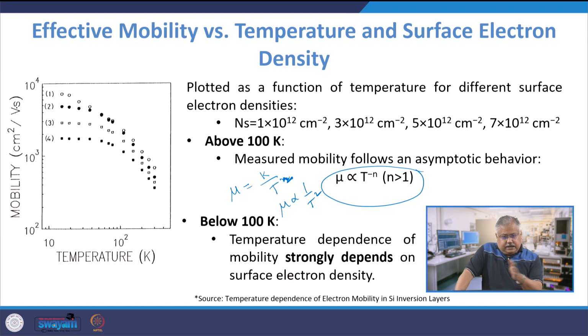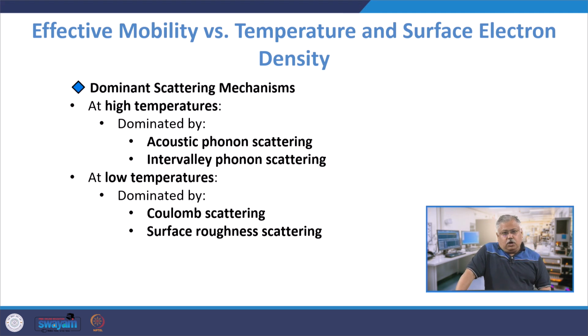So, there are two basic sort of boundaries. One is a 100 Kelvin boundary. Now, above 100 Kelvin, as I told you, mobility is inversely proportional to T square. Below 100 Kelvin, mobility strongly depends upon the surface electron density, right. At higher temperature, they all seem to converge together. The variation is relatively small here for the mobility with respect to surface electron density, whereas at low temperature, the variations are typically very large, right. And they are large in the sense that the differences are quite large.